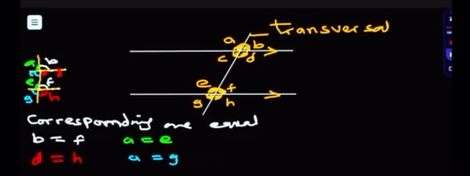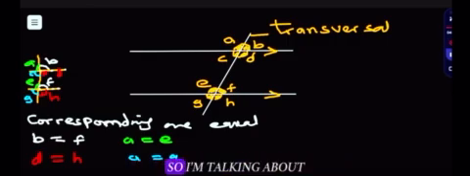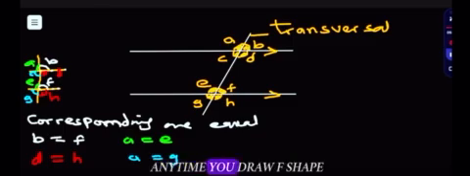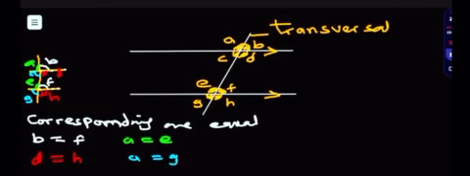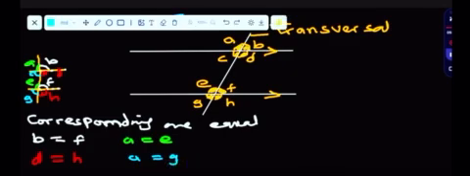We talked about corresponding angles. Do not forget, anytime you draw an F shape, you get corresponding angles. The F could be in this form, or in this form, or in this form. Anyhow, so far as you get something like F, this is where you can get corresponding angles.